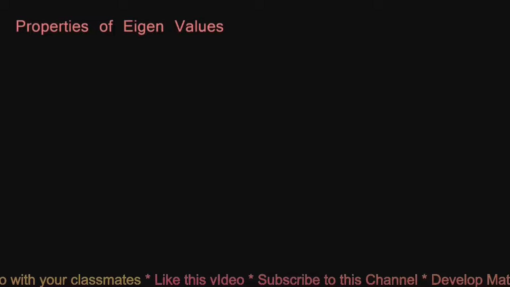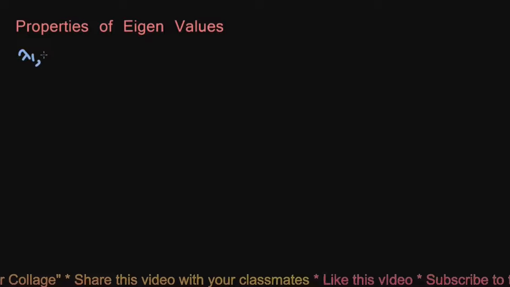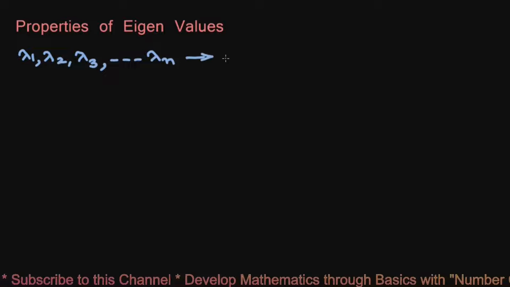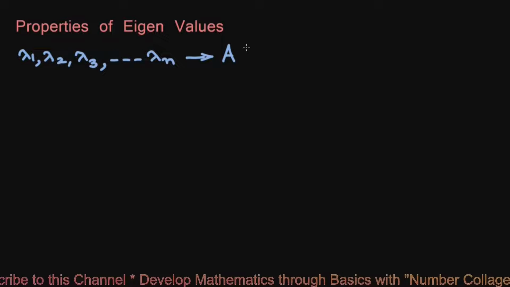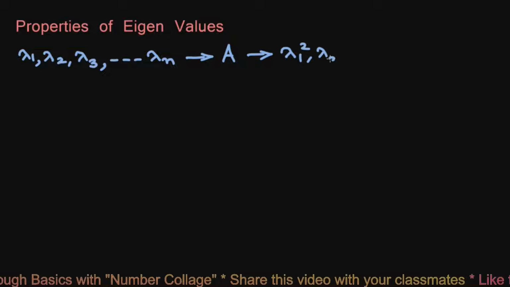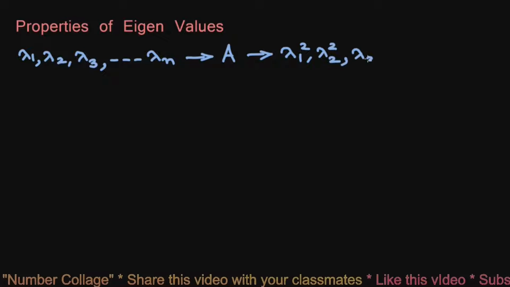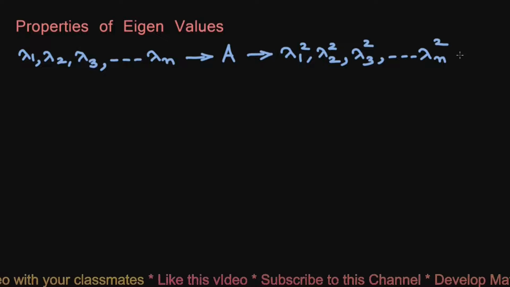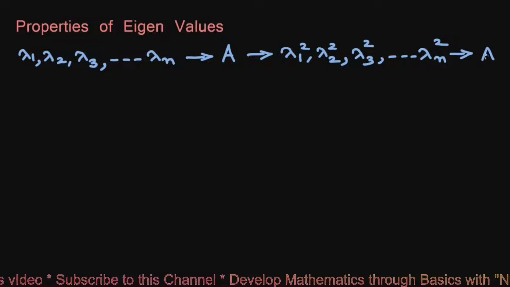In this video, we will discuss properties of eigenvalues. In the first property, we will show that if lambda 1, lambda 2, lambda 3, ..., lambda n are the eigenvalues of matrix A, then lambda 1 square, lambda 2 square, lambda 3 square, and so forth, lambda n square are the eigenvalues of matrix A square.